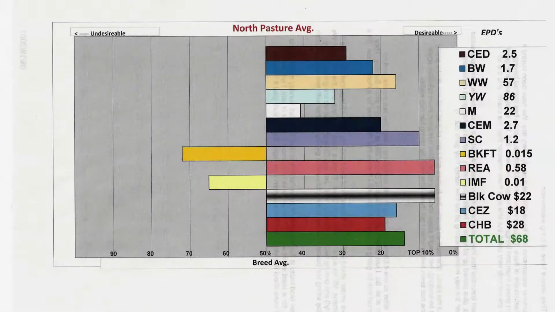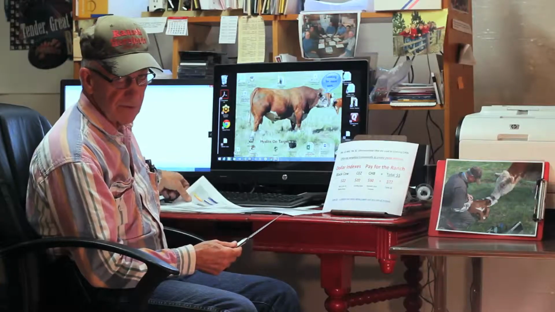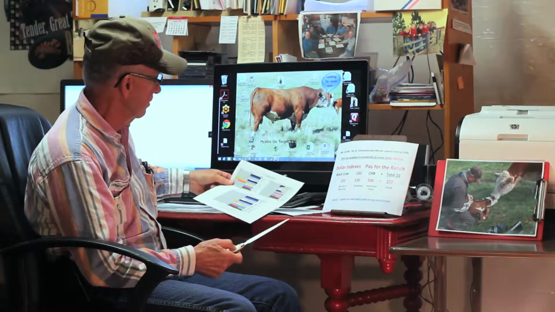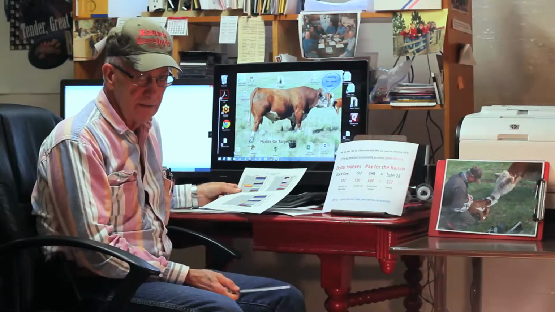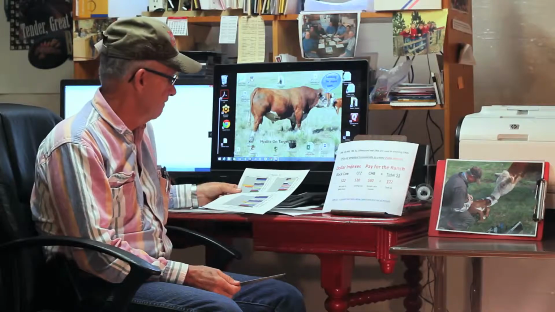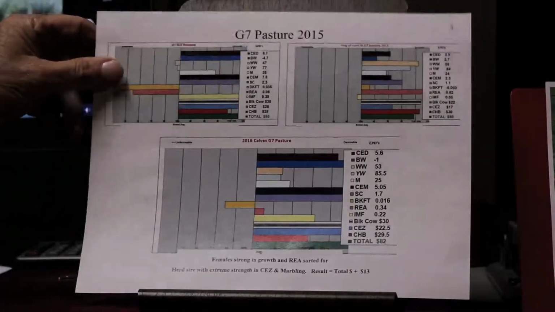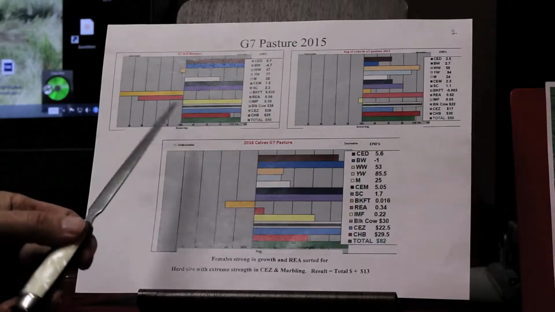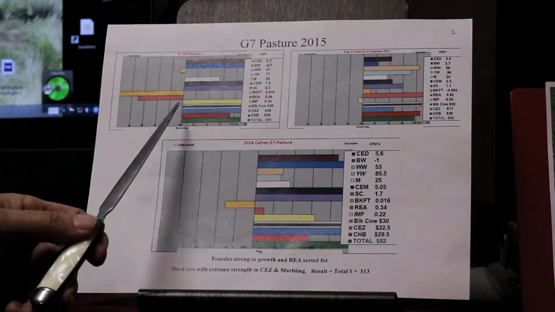How do we use this bar graph? We use it in selections for whether we're picking herd bulls or whether we're picking females to mate to a given herd bull. This is an example of how we use the bar graphs and the traits.